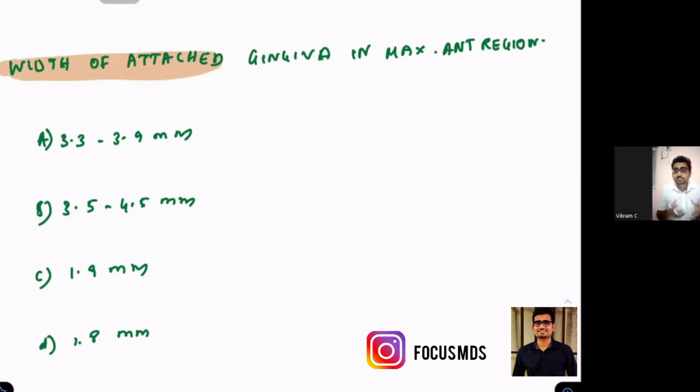If you sit from the beginning till the last page of the standard textbook, you are going to finish only one subject in that particular examination. So take an example, I'll explain it very quickly. Look at this MCQ which is displayed on the screen: the width of attached gingiva in the maxillary anteriors. This is a very straightforward, very easy question, I've just taken this to explain.